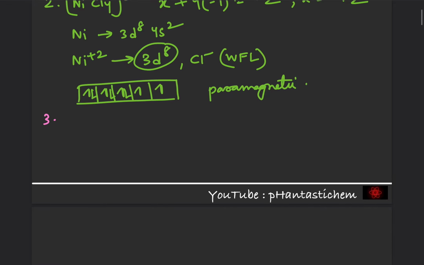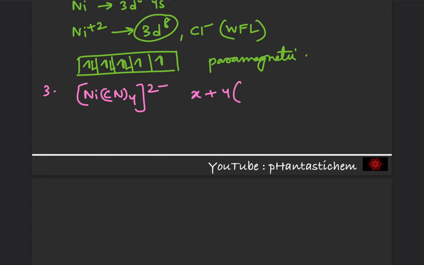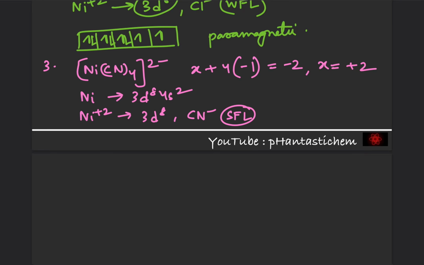Cool. Then we have the third one, that is Ni(CN)4 2 minus. Okay, so x plus 4 into charge on CN is minus 1, so it will be minus 2. So therefore x is going to be plus 2, and we know the configuration of nickel is 3d8 4s2. So therefore the configuration of nickel plus 2 is going to be 3d8. Okay, here the ligand is CN minus, which is a strong field ligand. So therefore it can cause pairing of electrons.